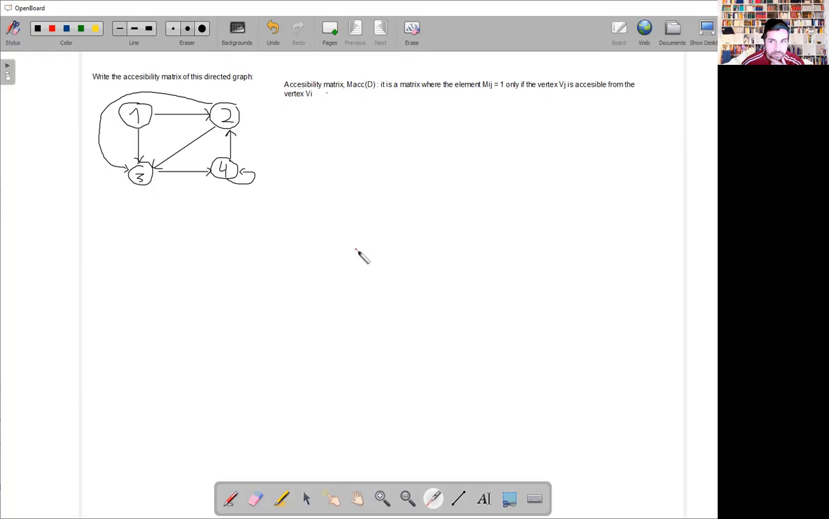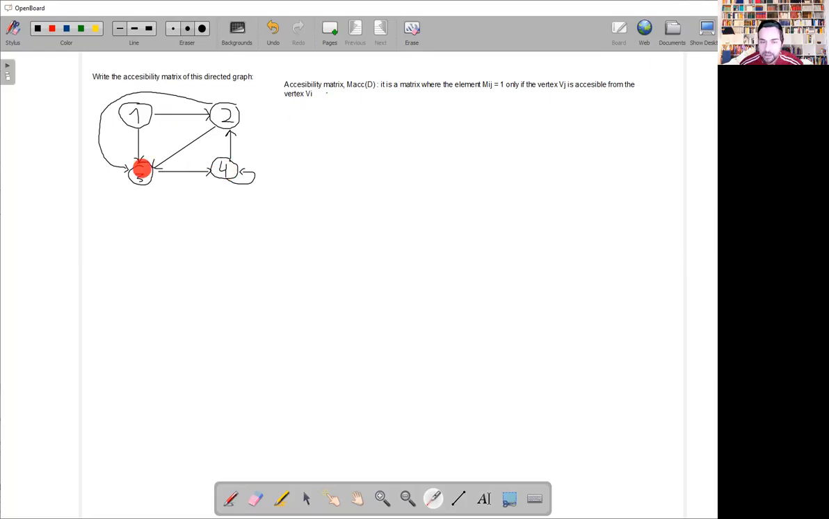For instance, if I can access from 1 to 4, right, and I can do it following this path, I could put a 1 in the position 1, 4 of that matrix. So that is how it works. It doesn't need to be a direct access, right? Of course, 3 is accessible from 1, but it can also be accessible from a path of any length, right?